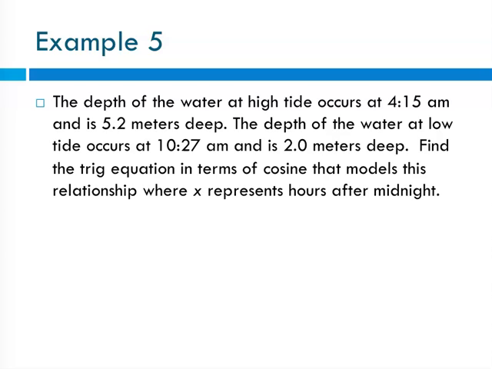Okay, so because it tells you to use cosine, let's go ahead and draw ourselves a cosine curve. Now, I'm not going to label the x and y axes just yet because we have specific values given to us and we want to use that. But we have the general shape. Now we know that this high point here is the depth of the water at high tide. And down here, that's going to be the depth of the water at low tide. So at high tide, that's 5.2, and at low tide, that's 2.0.